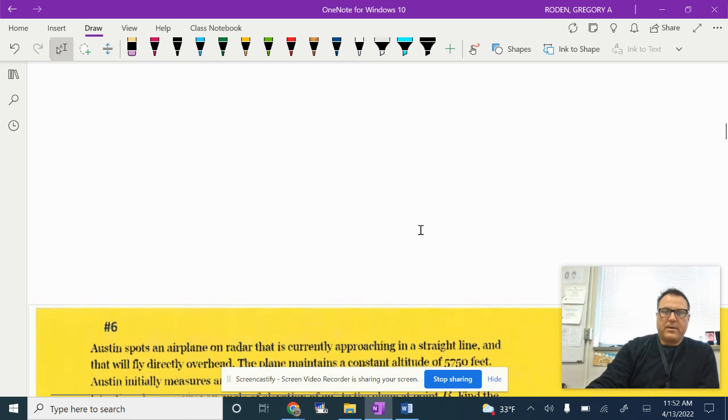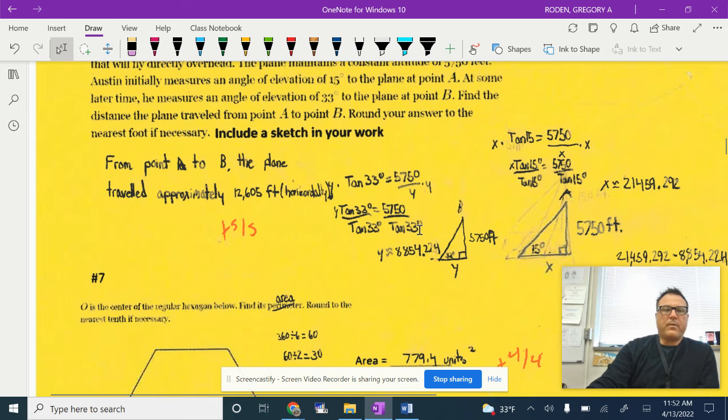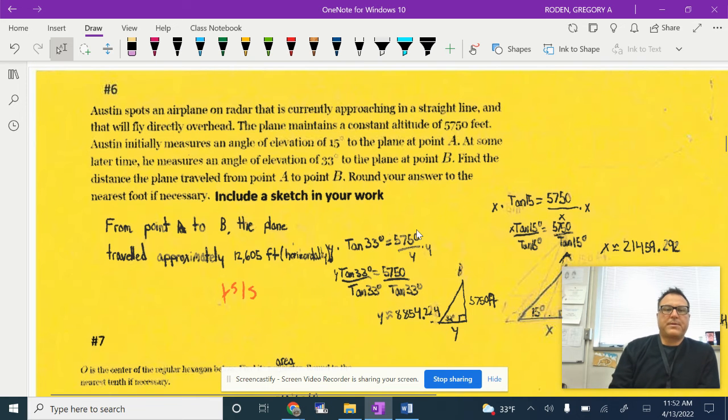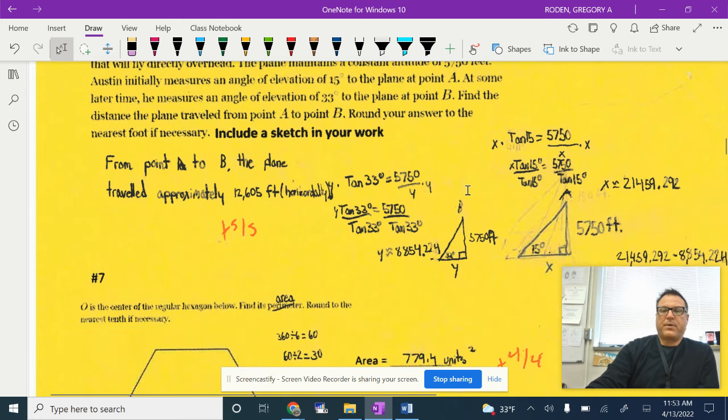Okay, the next problem. Austin spots an airplane on the radar that is currently approaching in a straight line and will fly directly overhead. The plane maintains a constant altitude of 5750. So we know it's always going to be 5750 because the plane's going to stay there.